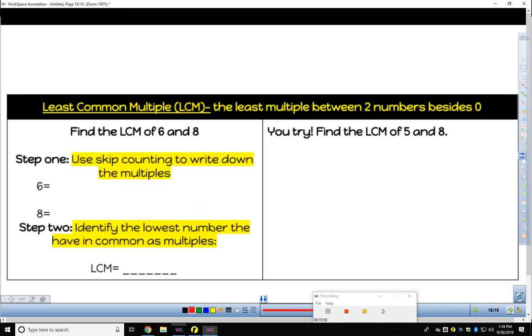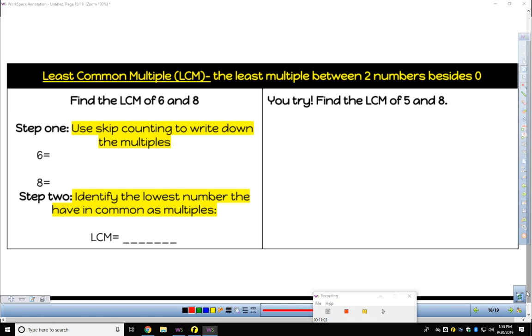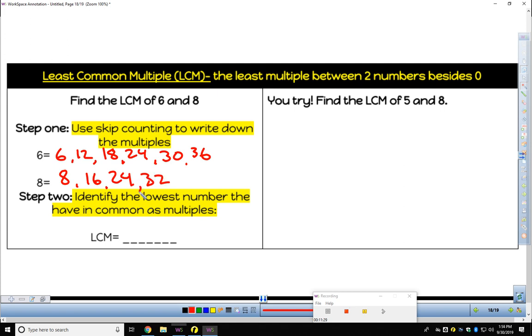All right, one last thing here, we can be looking for the least common multiple of two numbers, other than 0. So we know that 0 would always be a multiple. So we're going to start skip counting. You could write these down. Sometimes you can do it in your head. So I'll write them down. 6, 12, maybe you're moving faster than I am, 18, 24, 30, 36, 8, 16, 24, 32. I'm going to stop right there because I notice that they both have 24 in common. So the lowest multiple of both numbers is 24.